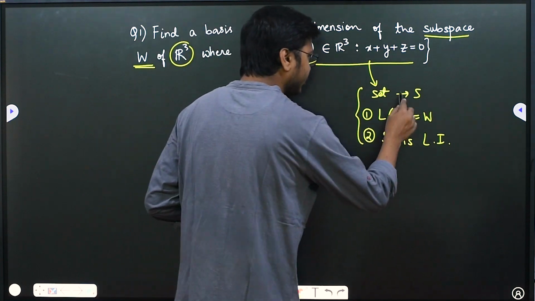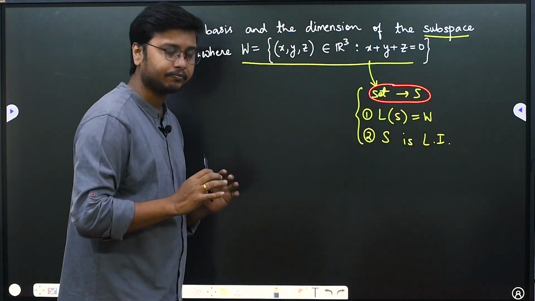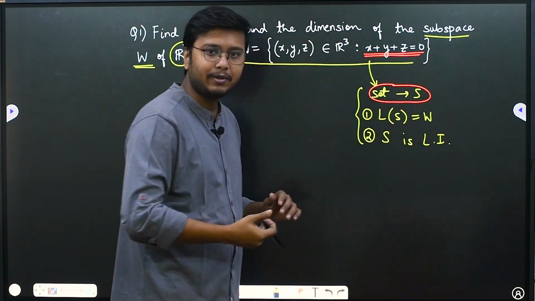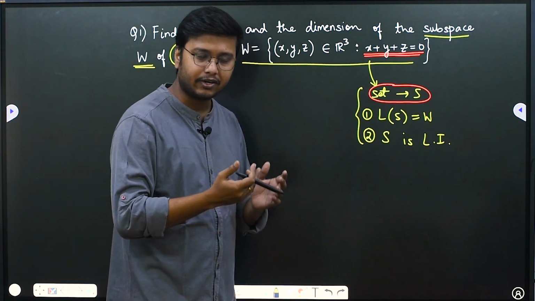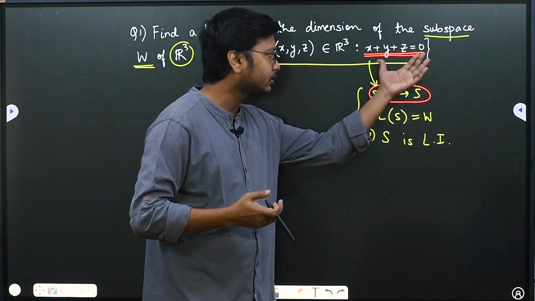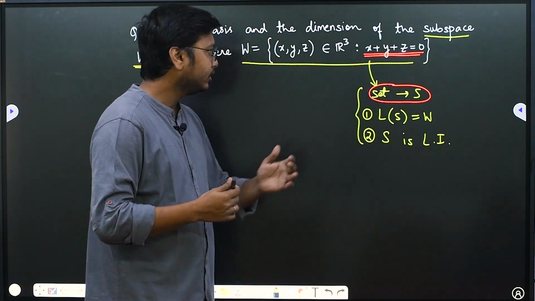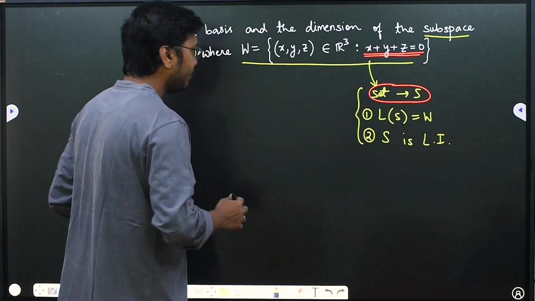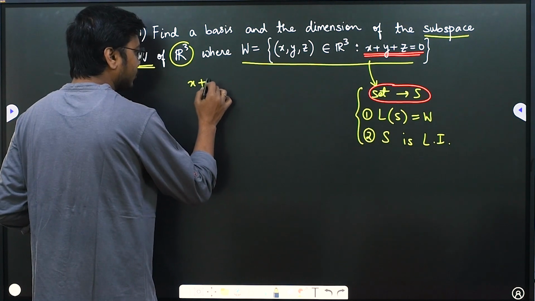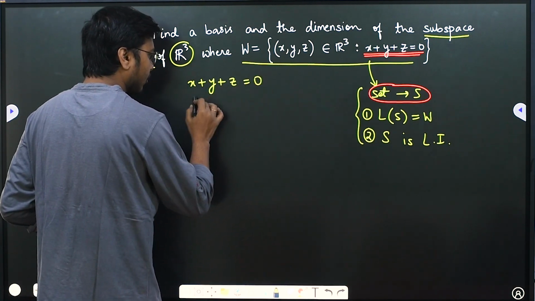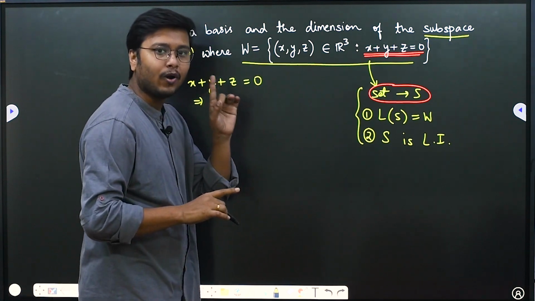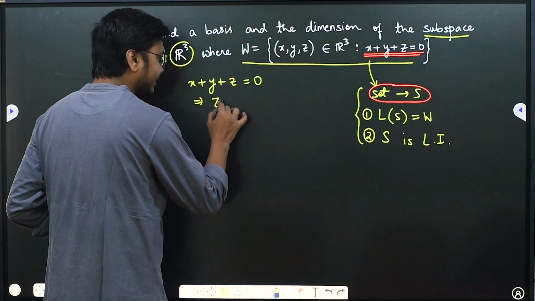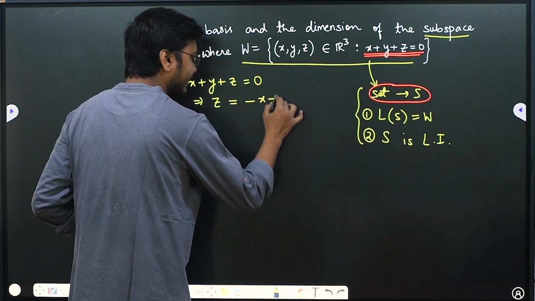Now the question is how to find this set S. Remember, from the condition which is given to you, try to eliminate as many variables as possible. Try to reduce the number of variables using the conditions given to you. Here I have only one condition, so that means I can reduce only one variable. What I mean to say is that I have x plus y plus z equals 0. So from here I can eliminate any one variable, whichever one I want, either x or y or z. Let's say I am eliminating z, then I will have z equals minus x minus y.